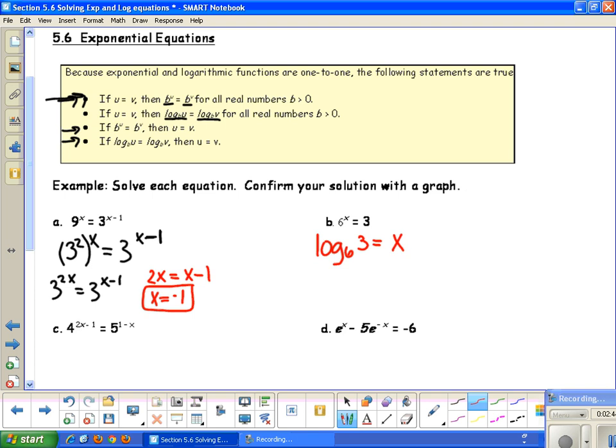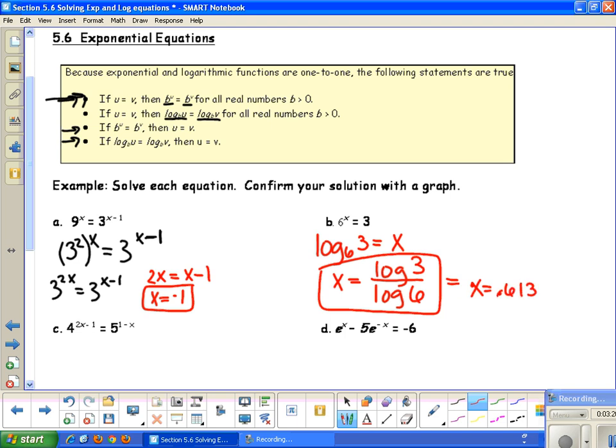Now, because we learned the change of base formula, we can use that in order to solve. So x would be equal to the log of 3 divided by the log of 6. I want to see this for your answer, and I also want to see the decimal form. You would have to plug this into your calculator, and I recommend that as we're going through these problems, you really plug them into your calculator, because students make a lot of mistakes just plugging it in correctly. When you plug it in, you should end up with x equal to 0.6131, which is the decimal of this.